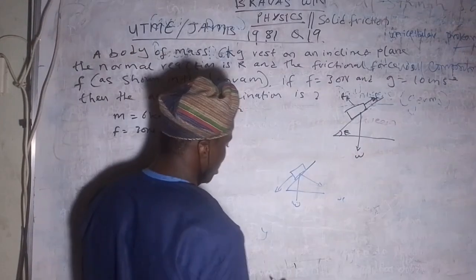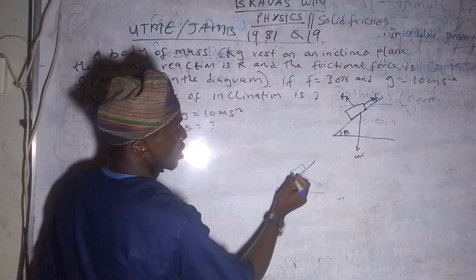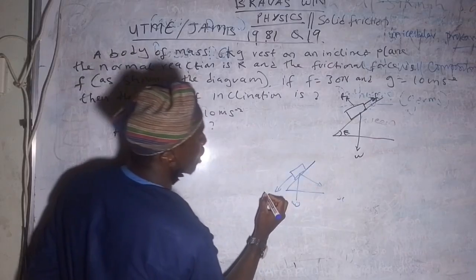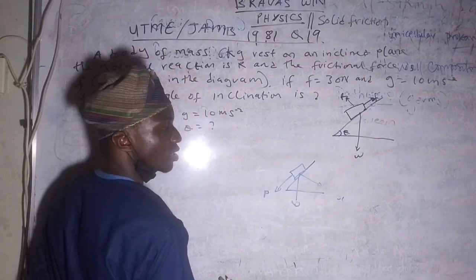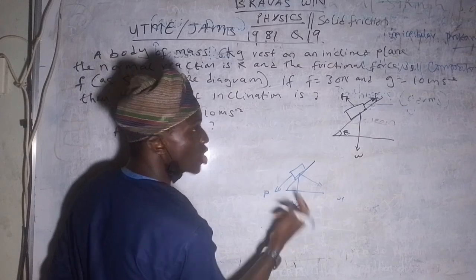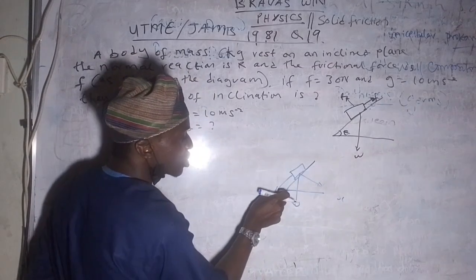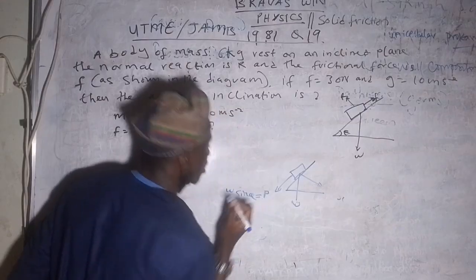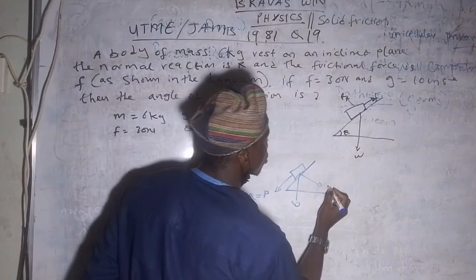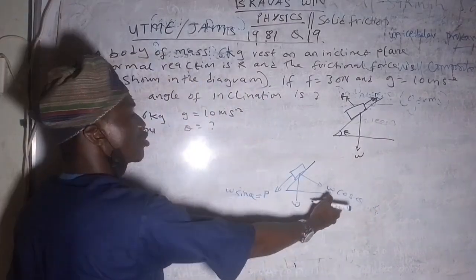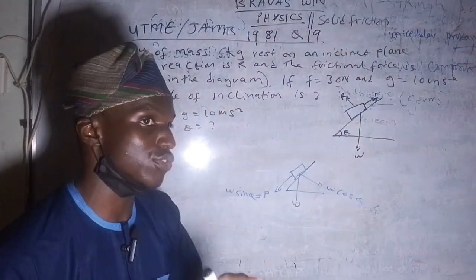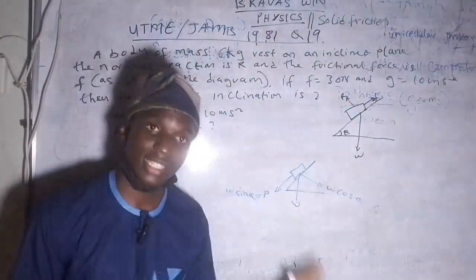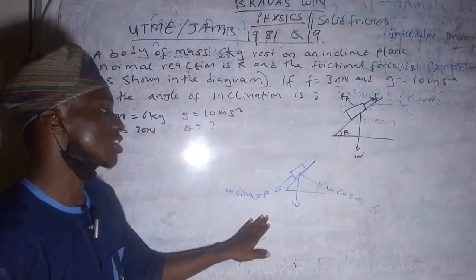What we are going to do right now is say this falling force is called the applied force P. The normal weight is W, right? But the weight is split into two. The one that falls vertically will be W sine theta. The one that falls in the X direction will be W cos theta. Why is it W cos theta? Why is it W sine theta? You understand in the previous video on solid friction, I explained the reason why, how we calculated it to be W sine theta and W cos theta.